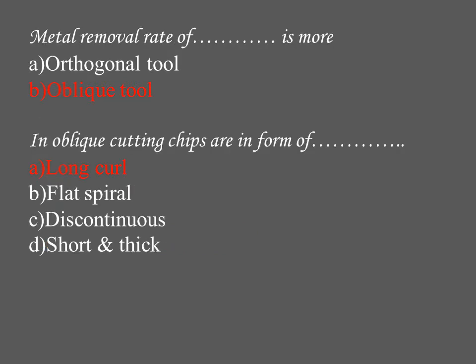Here we will discuss the next question. Metal removal rate of dash is more. The metal removal rate of oblique tool is more in comparison to orthogonal tool. In the next question, oblique cutting chips are in the form of: in orthogonal cutting we have previously seen it is coil and spiral type. Generally in oblique cutting, chips are in the form of long curl. There are four options: flat spiral, discontinuous, short and thick. The correct answer is long curl.